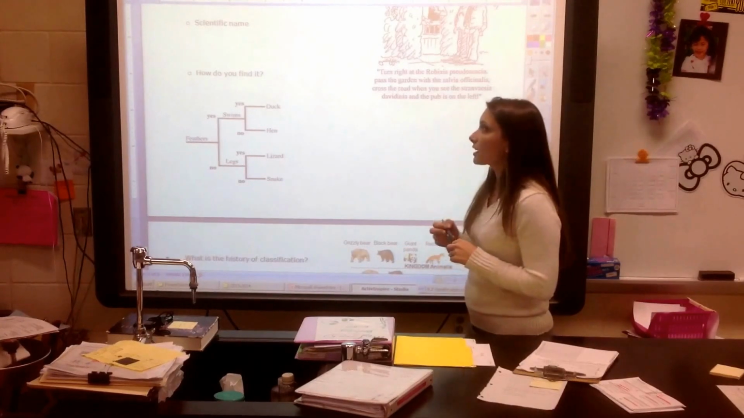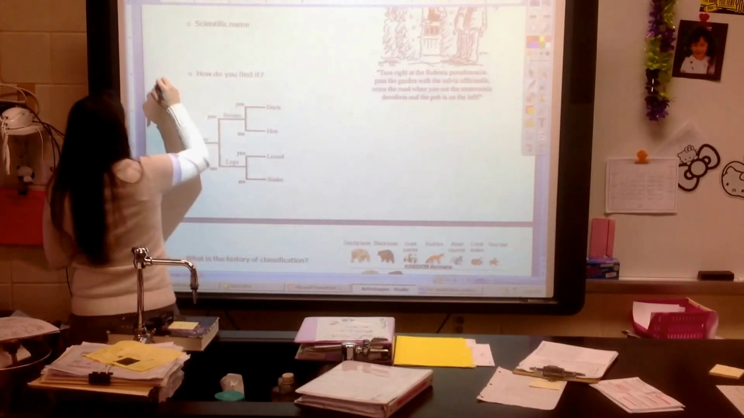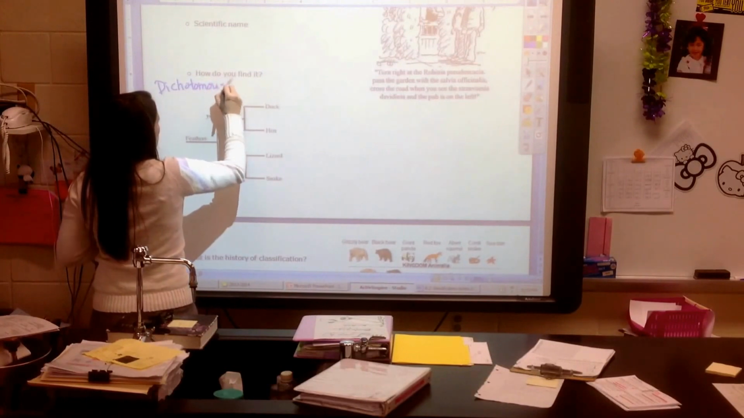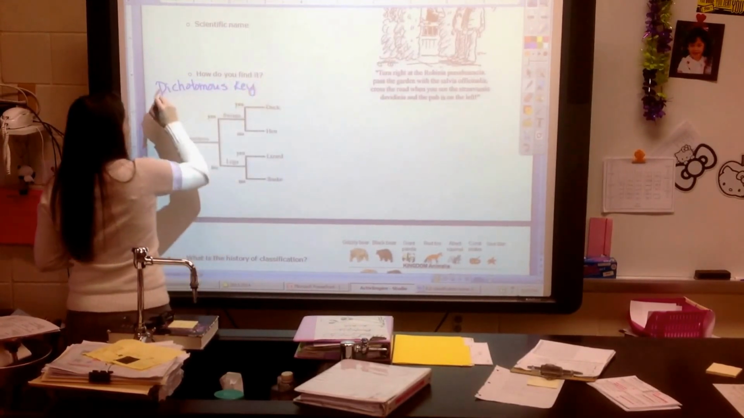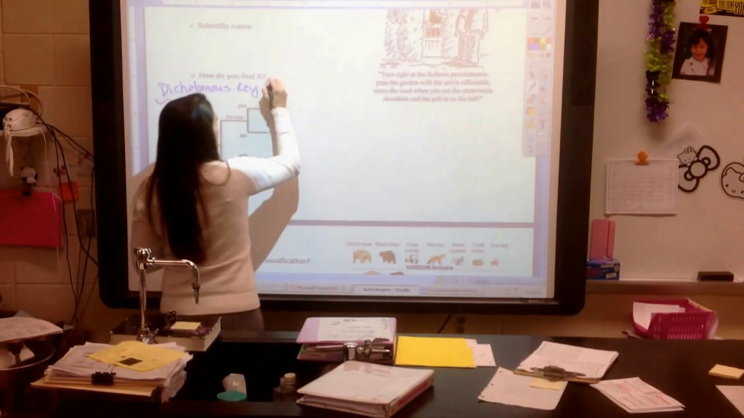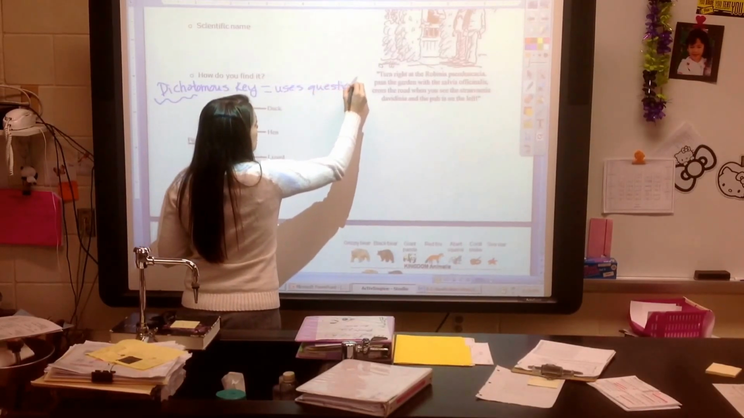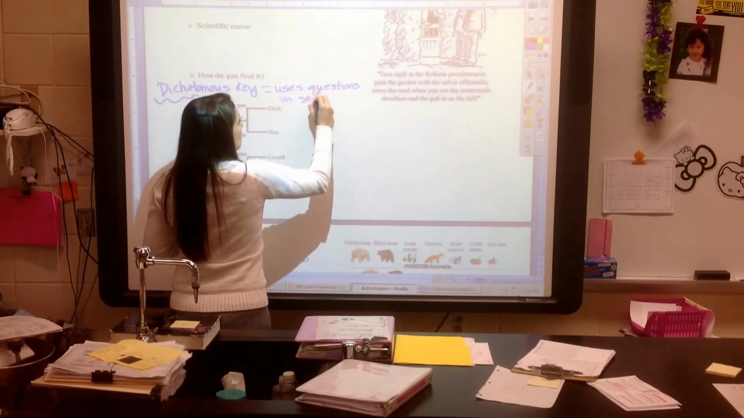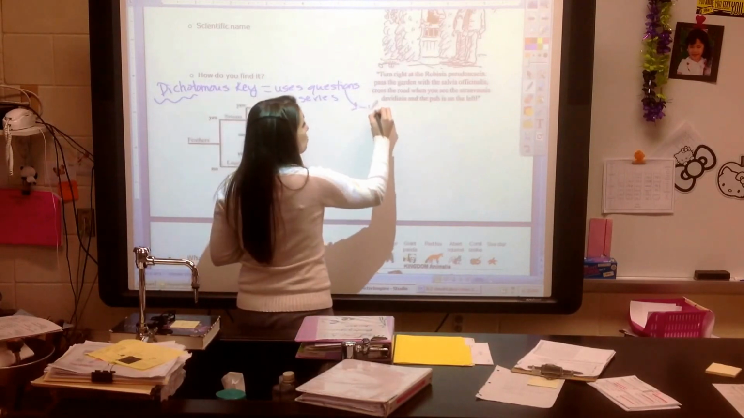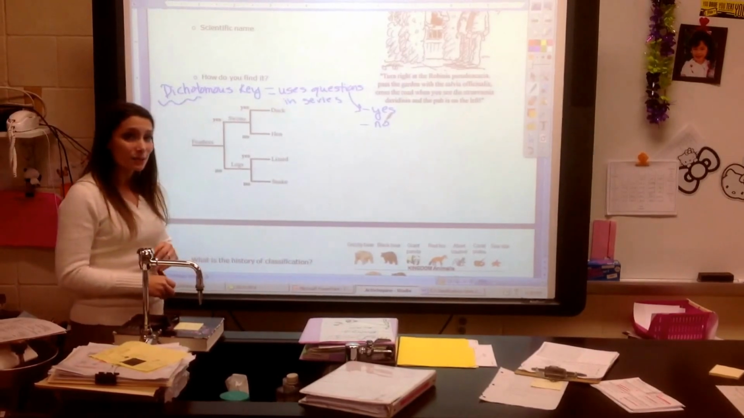We do want to take a second to talk about how you find an organism's name. There is this tool called a dichotomous key. If you know the word dichotomy, you know that it means two different. A dichotomous key uses a question or a series of questions in a series, and those questions have two answers. The answer is either always yes or the answer is no. Those are the only possible answers.